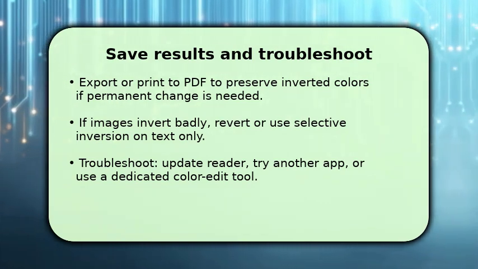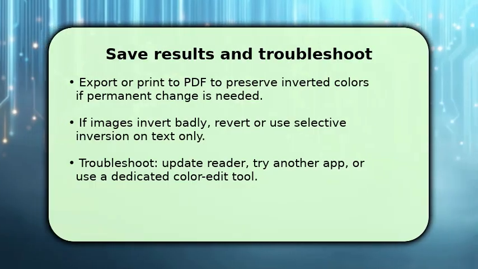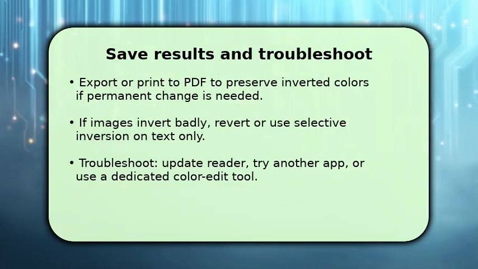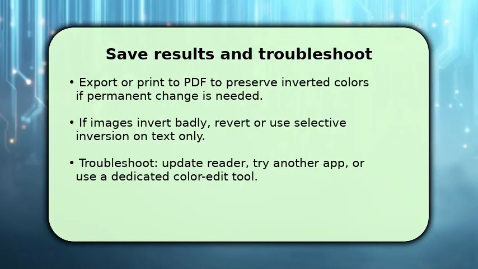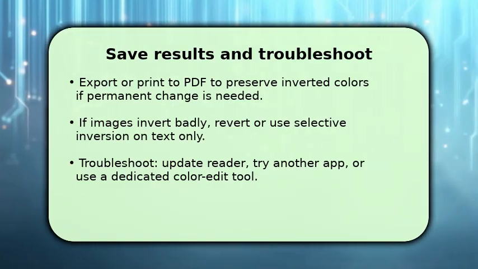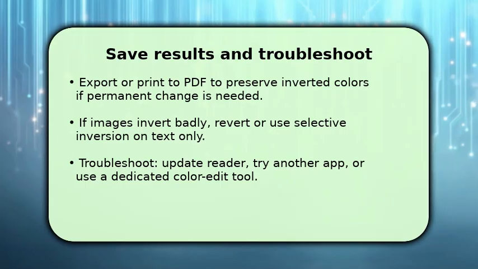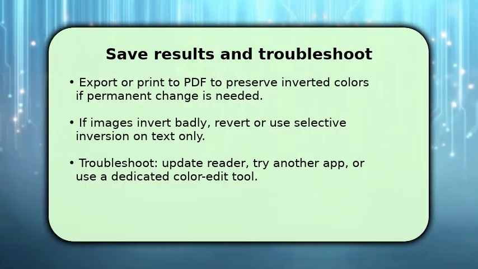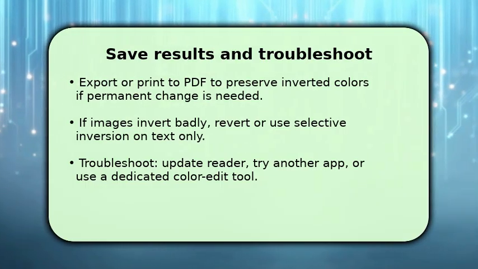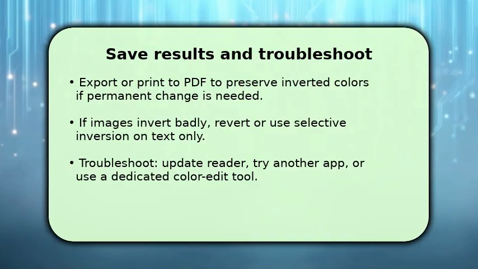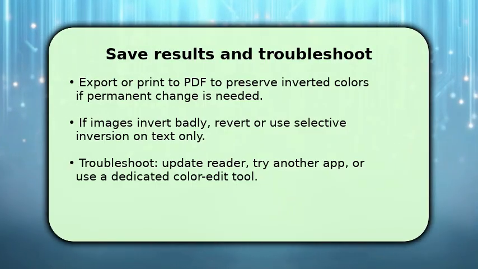Make sure to inspect images and forms. Sometimes full inversion harms photographs, so selectively invert text only when possible. If colors look wrong, update your reader, try a different app, or open the file in a PDF editor that supports color replacement. One key tip: if pages render slowly, disable hardware acceleration and try again.